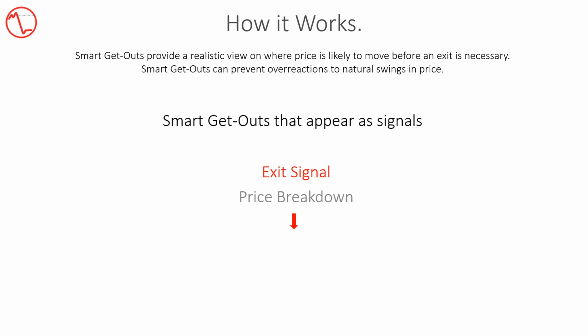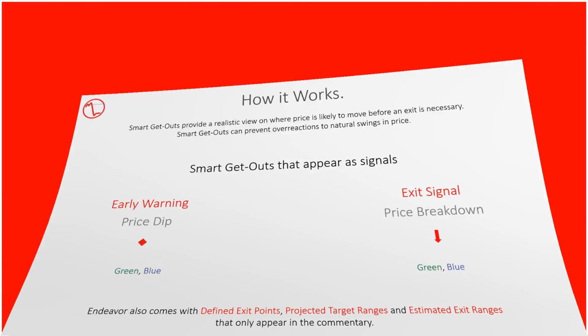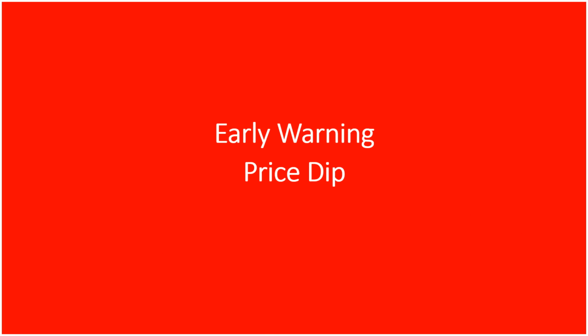Exit signals, on the other hand, identify when price is breaking down, signaling the end of upward momentum. You'll now know when price has finished its upward momentum and is likely to make a large push down. Early warning signals appear as diamonds, and exit signals appear as downward pointing arrows above price on charts. Both signals are used when analyzing green and blue movements. Now, let's see our smart get-outs in action. We'll begin with an early warning.